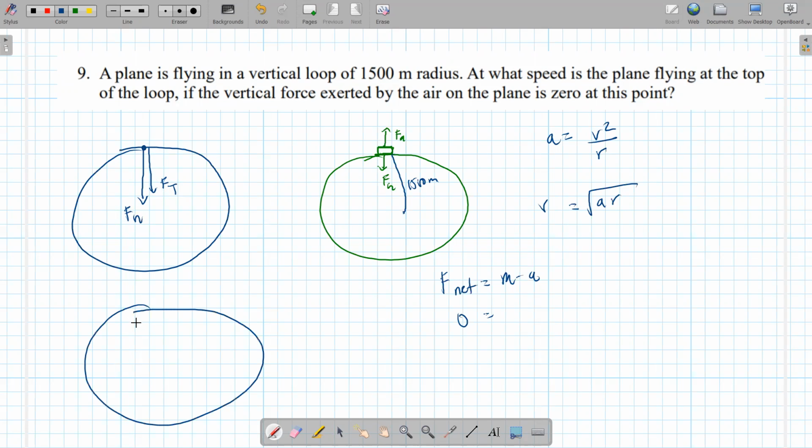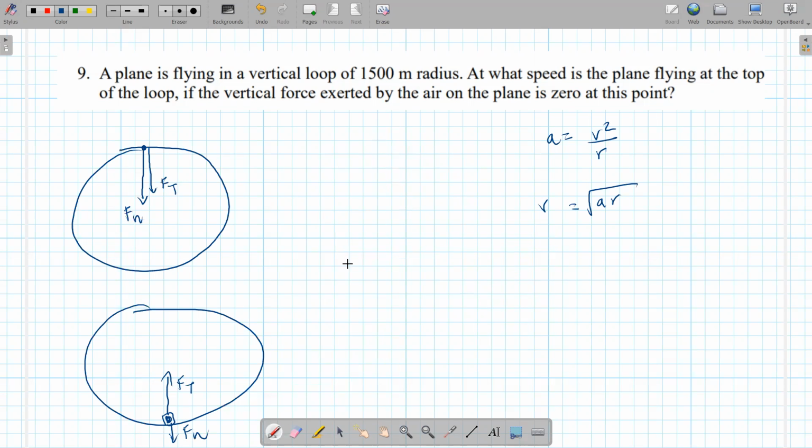If it is at the bottom, then the tension force is up and the gravitational force is down. Since this is at the top, FA won't be in that direction. FA is going to be in this direction. FA is the applied force, or the tension force.